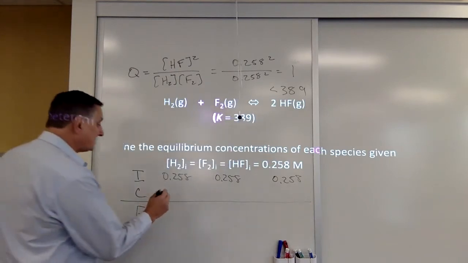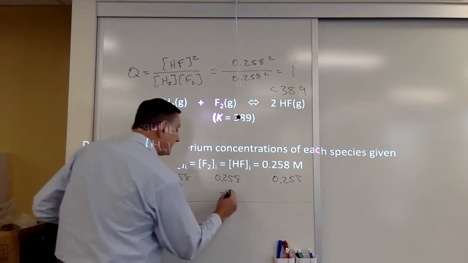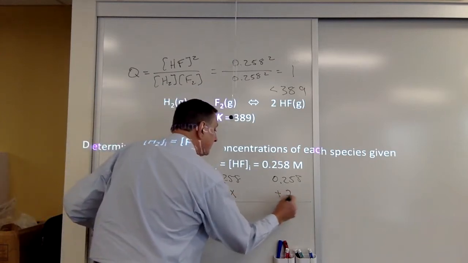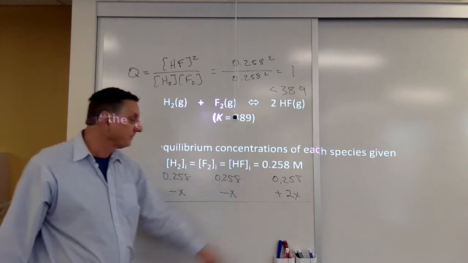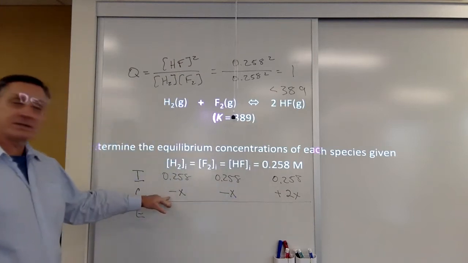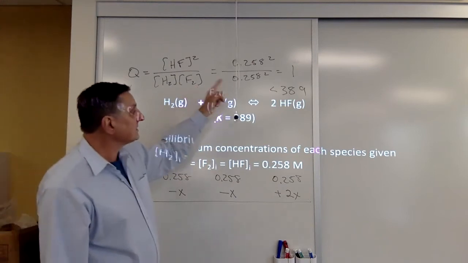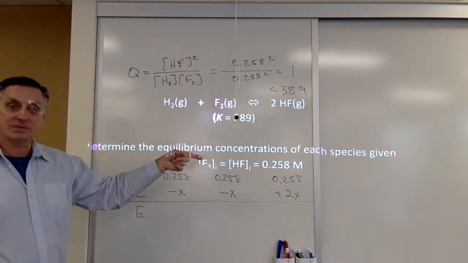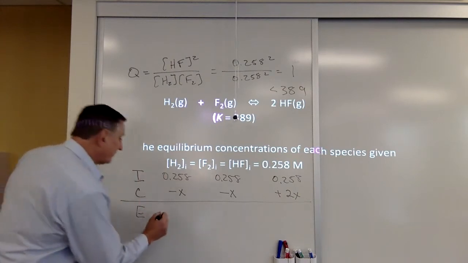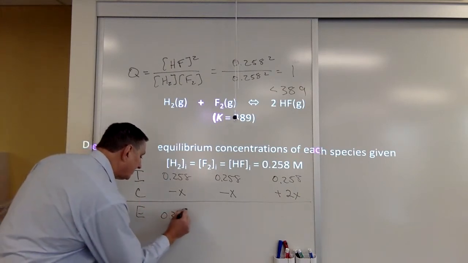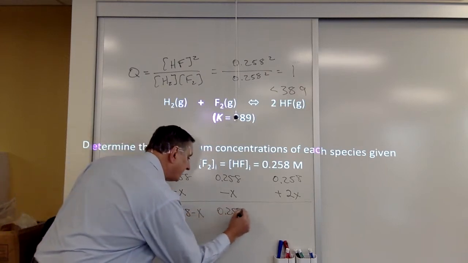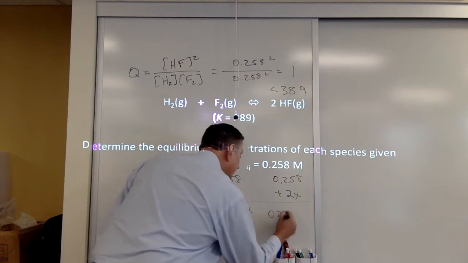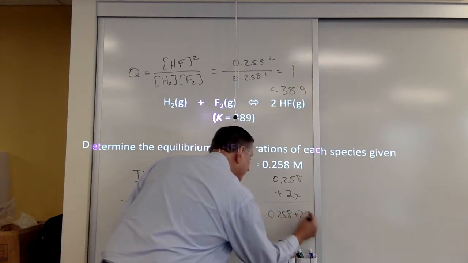We know that. So that means that we lose X, and we gain 2X. Don't forget the 2. We gain 2X. How do we know this is minus X instead of plus X? Because Q is less than K, the reaction shifts right in order to reach equilibrium. So at equilibrium, we have 0.258 minus X, 0.258 plus 2X.